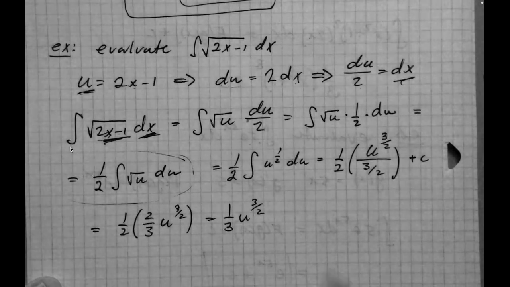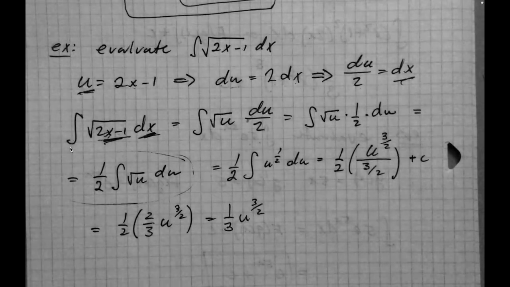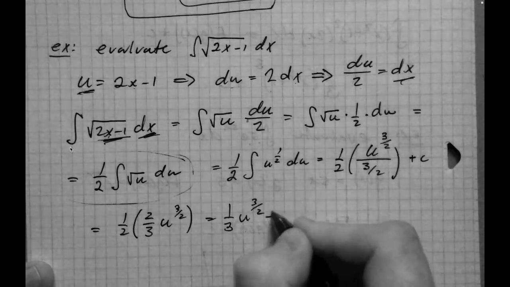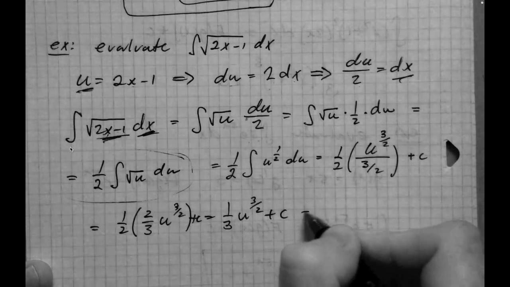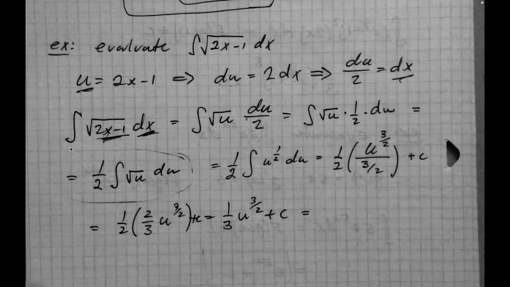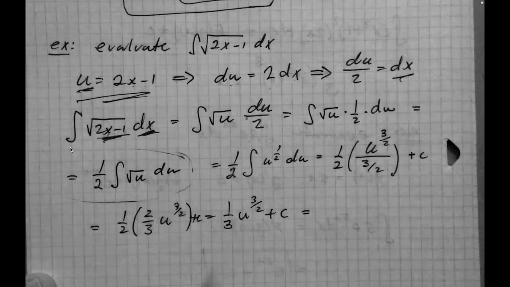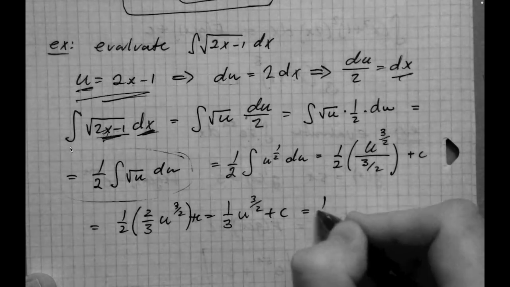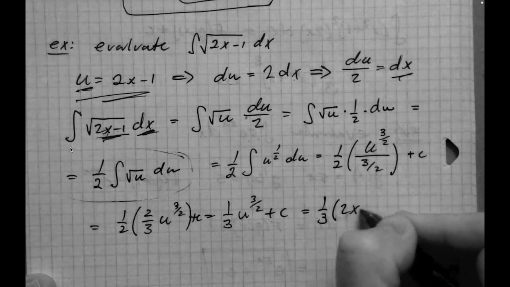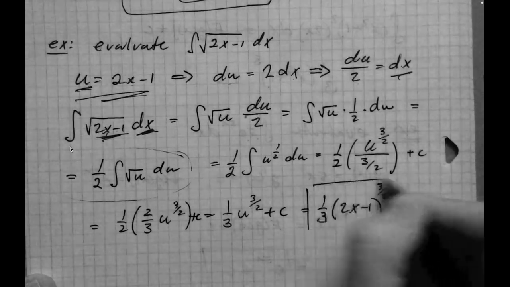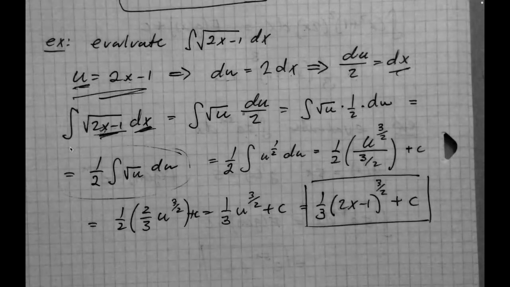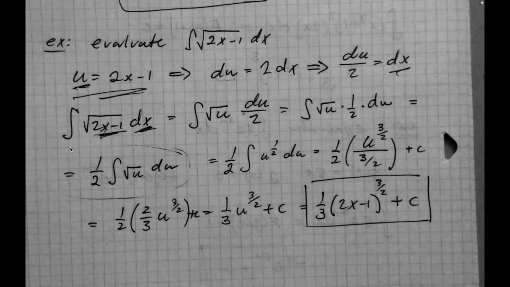Okay, and then what's u? At the end, of course, you want to ditch the u variable. Sorry, these are all plus c, got to hang on to that. At the end, you want to ditch the u variable and go back to your original variable using this up here. So this would be 1/3 (2x minus 1) to the 3/2 power plus whatever your constant of integration happens to be.